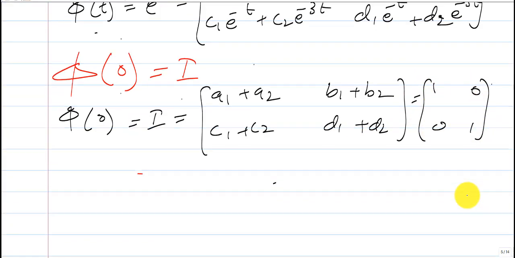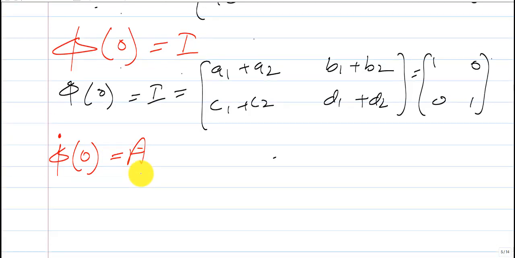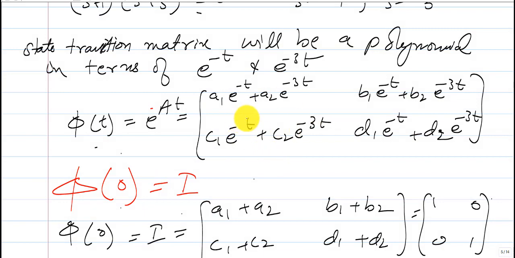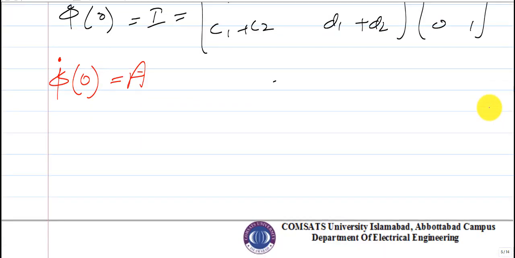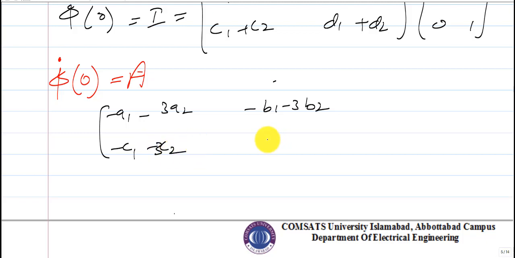And also another property we will use, that is the derivative of this matrix evaluated at 0 will be equal to the matrix A. So we will take the derivative of this one and put it equal to A. So we obtain minus a1 minus 3a2, then minus b1 minus 3b2, minus c1 minus 3c2, and minus d1 minus 3d2, and that will be equal to minus 1, 1, 0, minus 3.